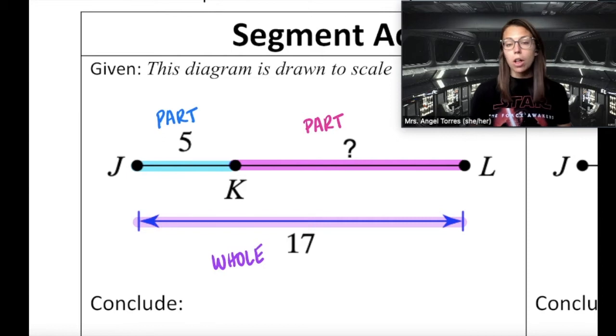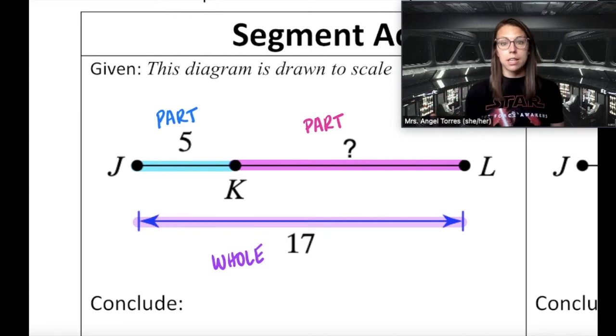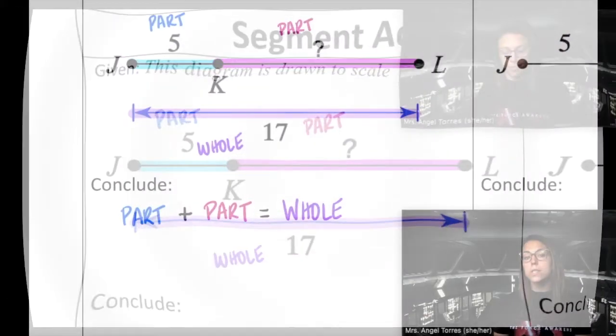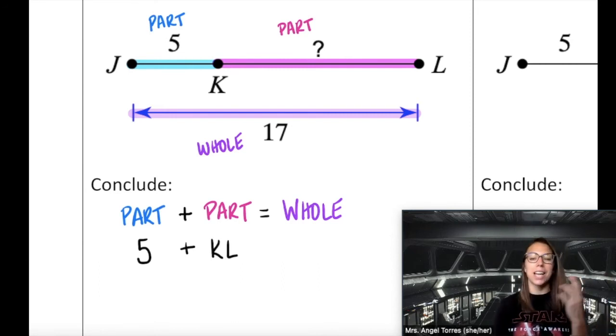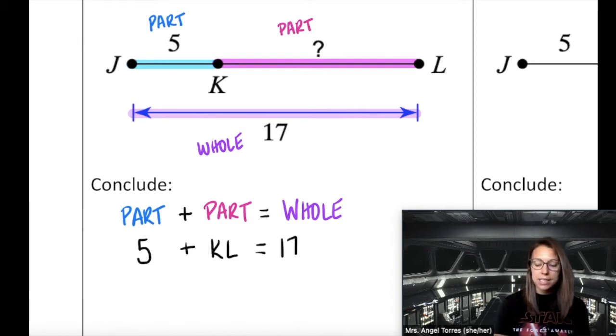So as we recall from our segment addition lesson, the conclusion that we can make here is that part plus part equals the whole thing. So now we can fill in what we know. We know that the first part, JK, is 5 units. We know that the second part, KL, is our unknown. You could either represent it with X or a question mark, but I'm just going to leave it as KL so that I know what I'm talking about. And we know that our whole is 17 units.